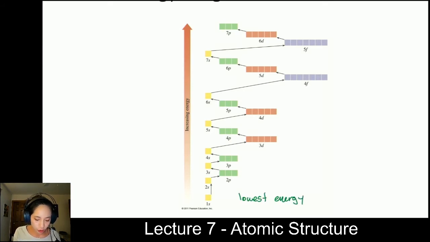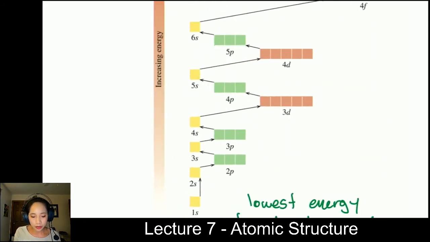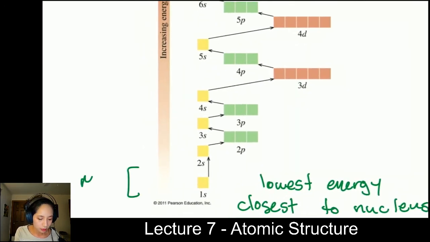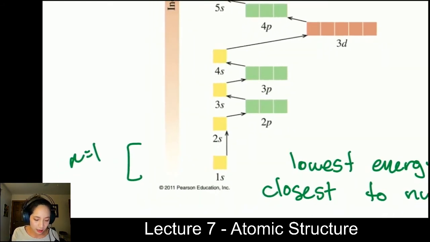It's closest to the nucleus. The only subshell we can have within an n equals 1 is our 1s subshell with only 1 orbital. And then within that n equals 1, 1s orbital, we could have either a spin up or a spin down electron, either of those. And so that's what's utilizing all of our different quantum numbers.